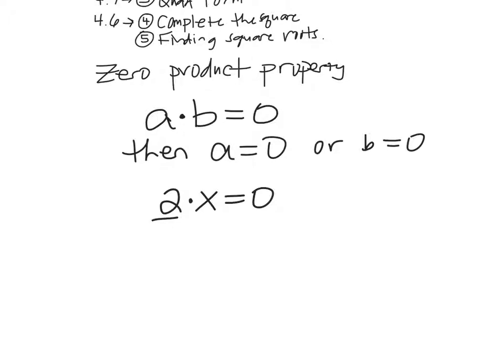Okay? So if I do 2 times x equals 0. Either 2 has to be 0, which it's obviously not, or x has to be 0. And so what would your answer be? 0. X equals 0. Okay.